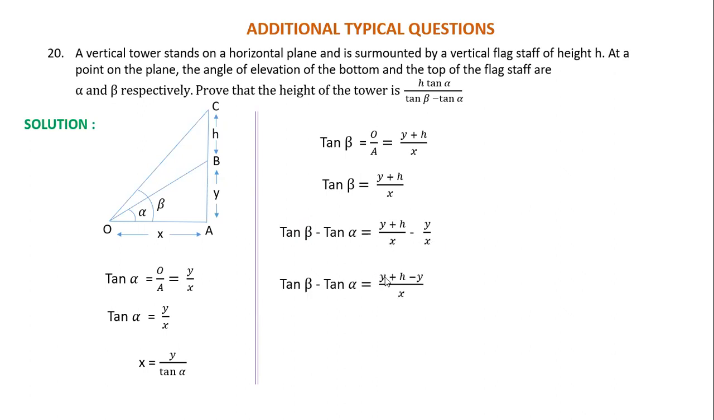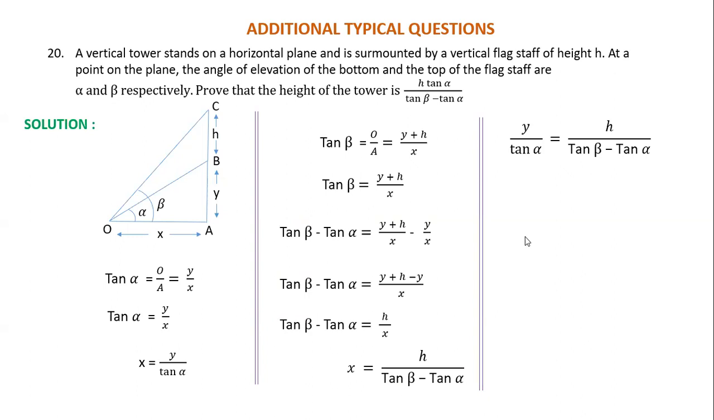So if it becomes y plus h minus y, y will cancel. And it is tan beta minus tan alpha is h upon x. X is equal to h upon tan beta minus tan alpha. But I got x is this also. So y upon tan alpha is equal to h upon tan beta minus tan alpha. So y is equal to h tan alpha. This tan alpha goes to the right, so y is h tan alpha upon tan beta minus tan alpha.